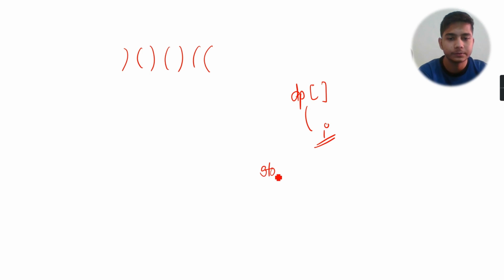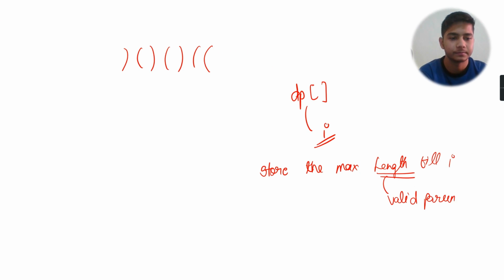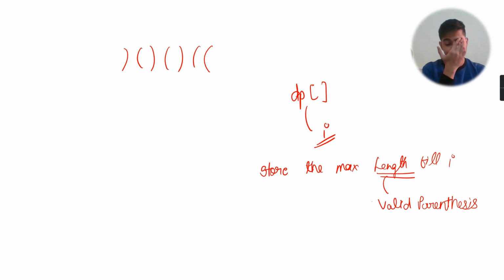So what we will be doing is, we will be maintaining a DP array, and at each index i I will store the maximum length of valid parenthesis till i. It will contain the maximum length of valid parenthesis till i, right?